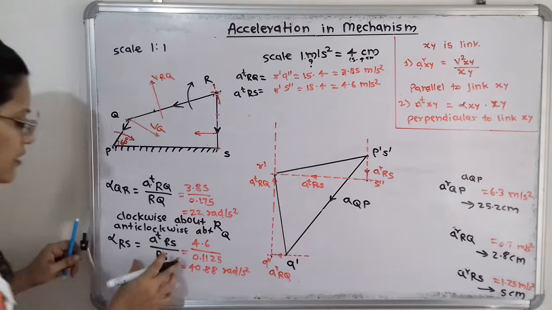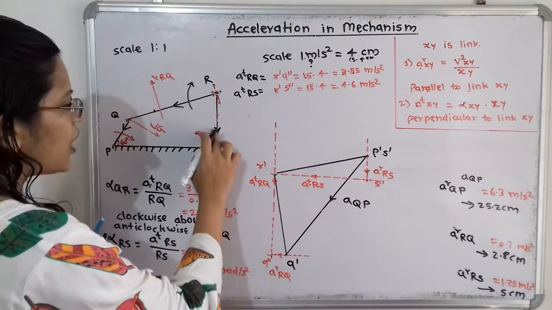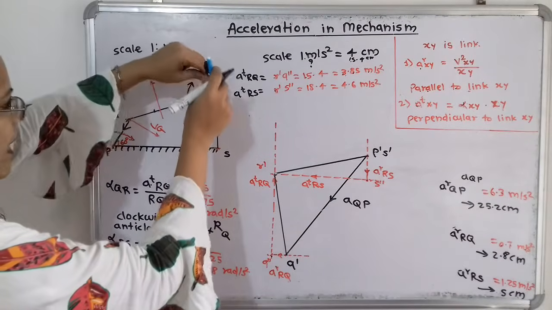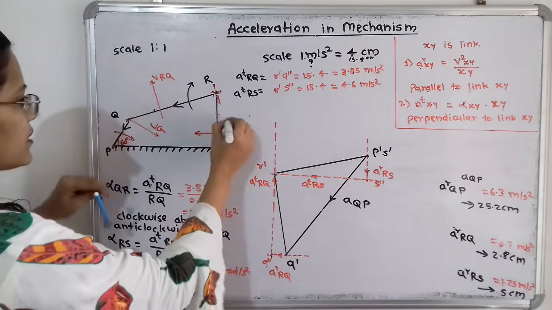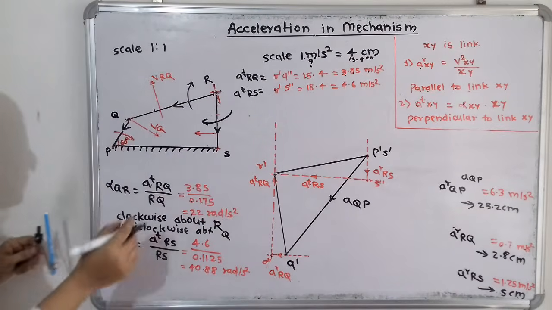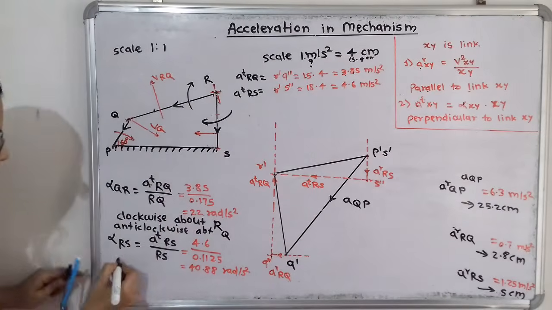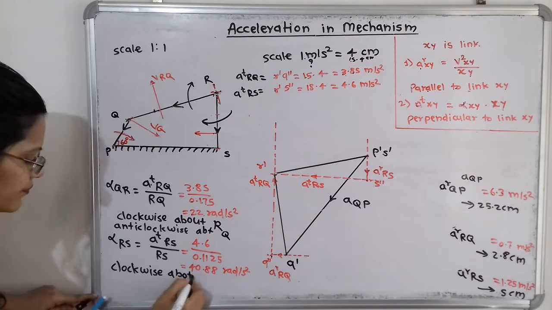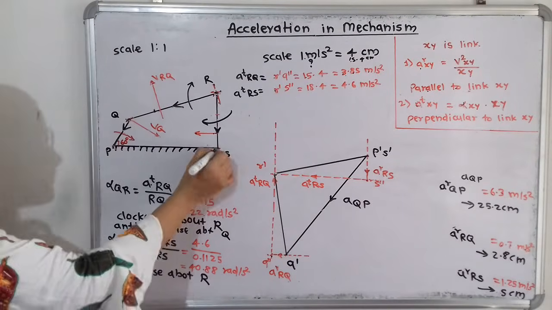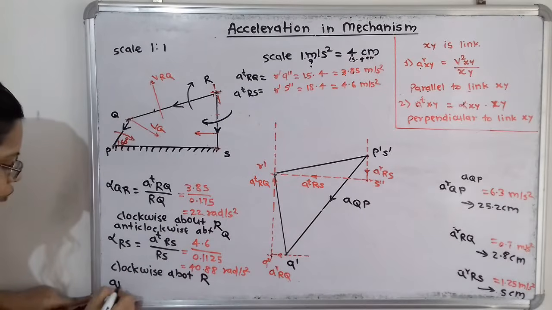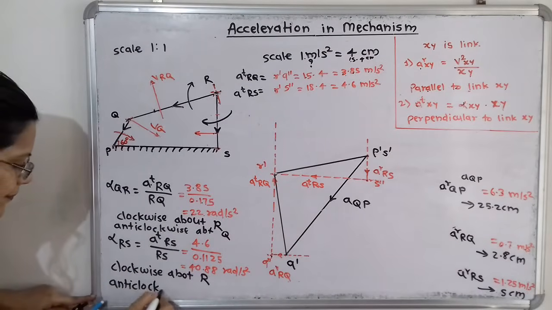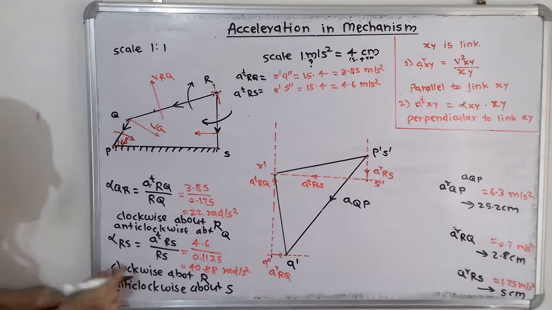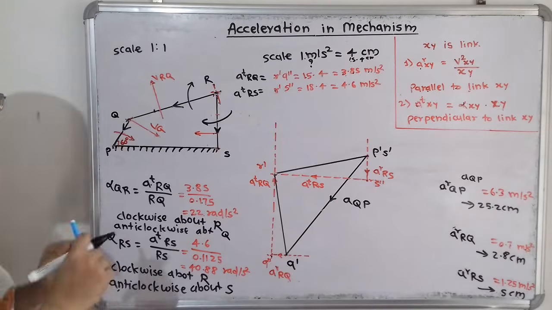In the same way here, the radial component is in the downward direction and the tangential component is towards the left hand side. If I take R as the center and move the compass in that direction, I get clockwise, so clockwise about R. But if we take S as the center, then it is anti-clockwise about S. So we can use any one of the answers, clockwise or anti-clockwise. So here is the answer.